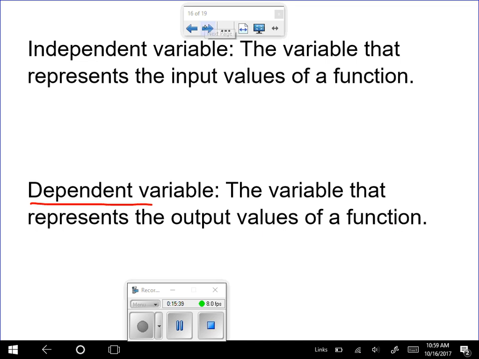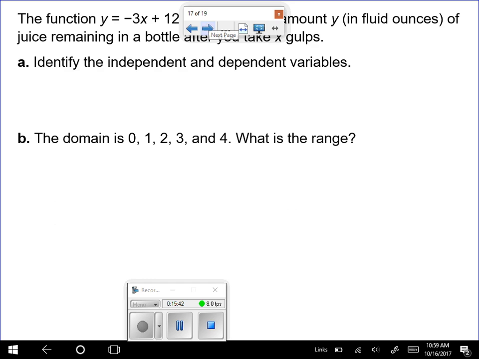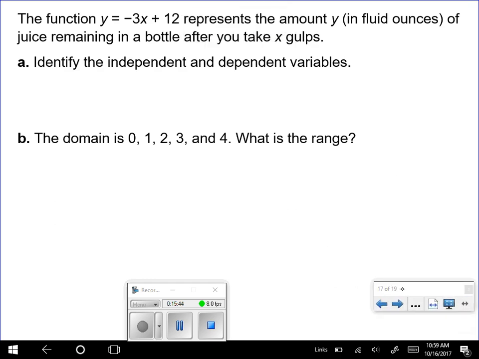So we just had this story problem that really represents independent and dependent variables. It says the function y equals negative 3x plus 12 represents the amount y in fluid ounces of juice remaining in a bottle after you take x gulps. Identify the independent and dependent variables. Think about it: which one does not rely on the other one? The number of gulps you take is very independent of what's going to be left in the bottle, but what's left in the bottle is very dependent on how many gulps you take. So the gulps, x, is the independent variable.